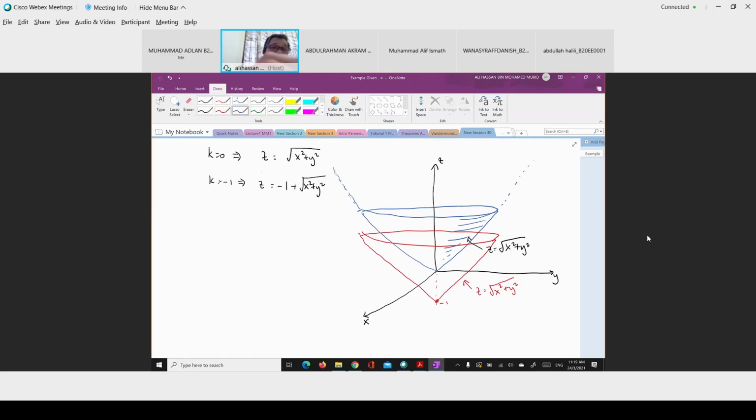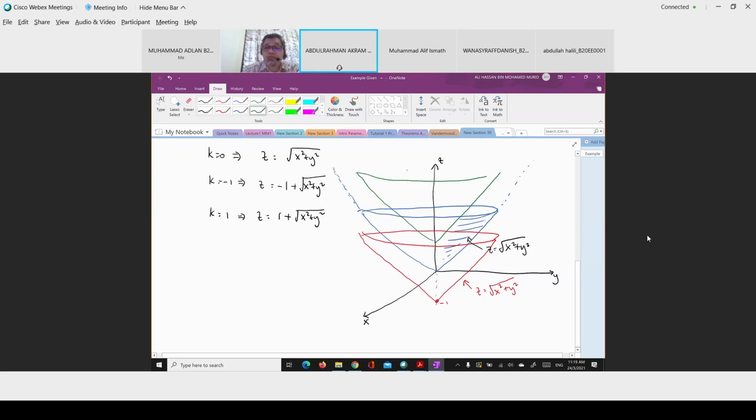If I choose k equal to say 1, then we will get z equal to 1 plus the square root of x squared plus y squared. So the graph is also a cone, but translated 1 unit upward. Let me draw that cone in green here. So this is z equal to 1 plus the square root of x squared plus y squared. As it intersects our world, it appears like several layers of cones like this.